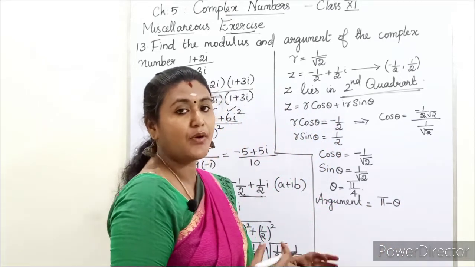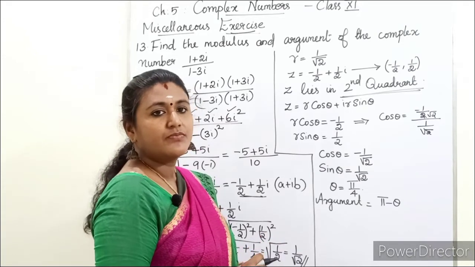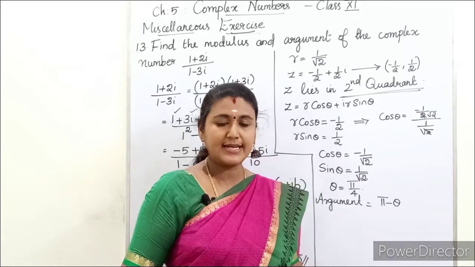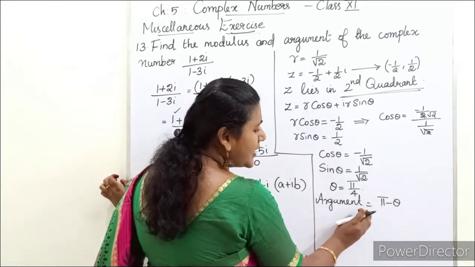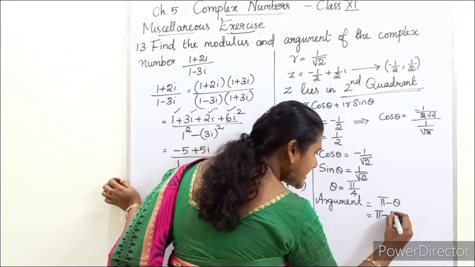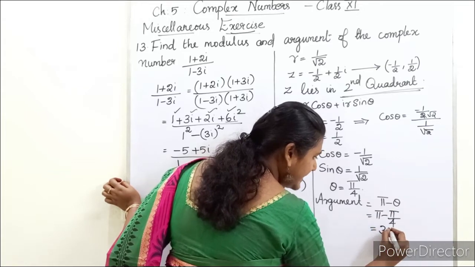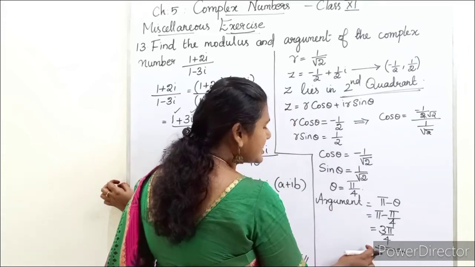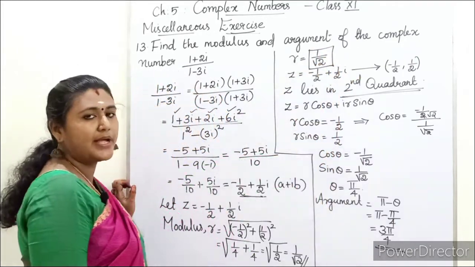This we have already discussed in the polar form section. How to find the argument in each quadrant, we have already discussed in the previous video. So in the second quadrant the argument formula is pi minus theta, that is pi minus pi by 4. When you simplify this by taking the LCM you will get 3 pi by 4. So we got the argument as 3 pi by 4 and the modulus value is equal to 1 by root 2.